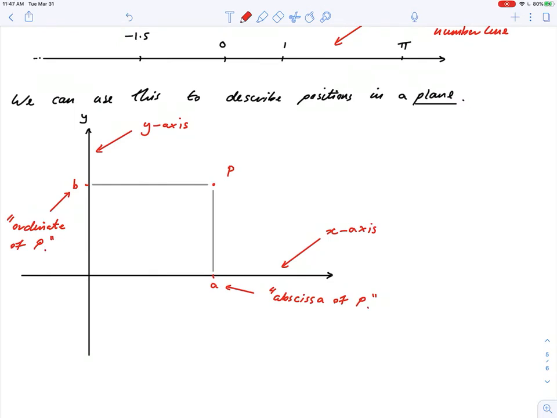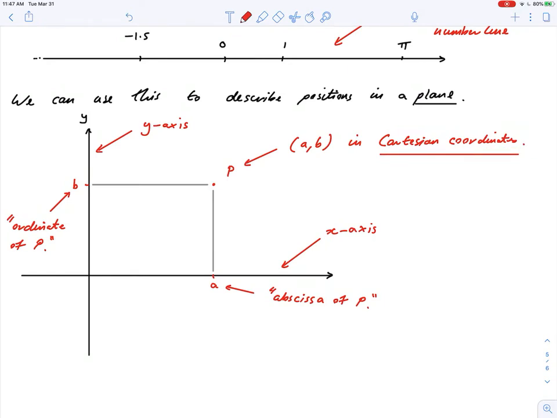So if we think about it, if I know these two numbers, I know exactly where P is, right? If I give you the abscissa and the ordinate, it completely pins down the position of P. You can't have two different positions with the same abscissa and the same ordinate. So what I'm going to say is the following. I'm going to think about this position or describe it with a pair of numbers. I'm going to write A comma B, and I'm going to think about this in Cartesian coordinates. So this is a way of describing a position using two numbers.